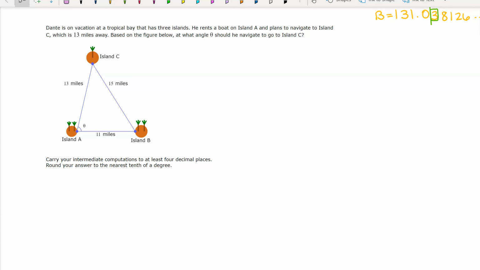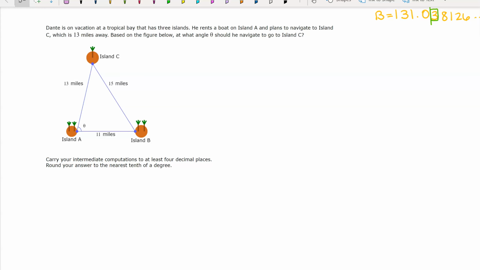Dante's on vacation in a tropical bay that has 3 islands. Sounds nice. He rents a boat on island A and plans to navigate to island C, which is 13 miles away. Based on a figure below, at what angle should he navigate to go to island C?